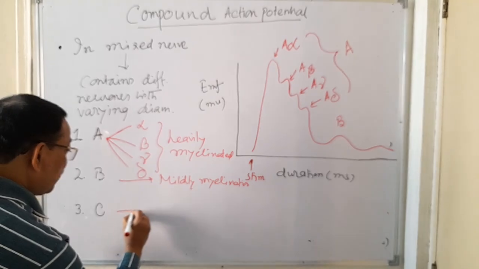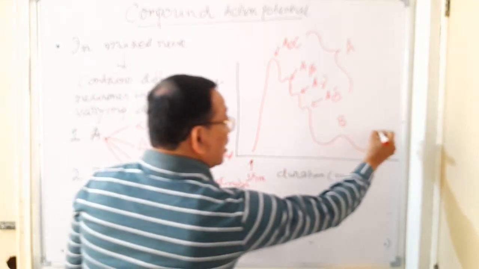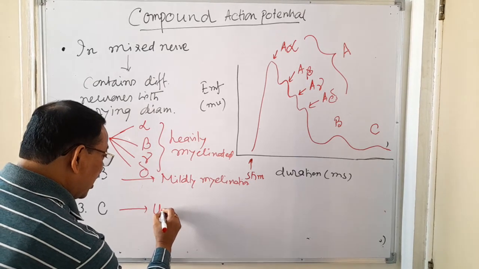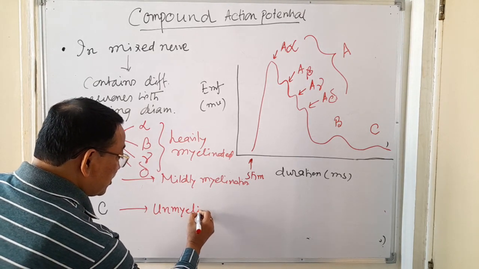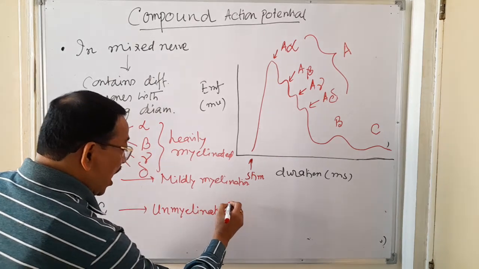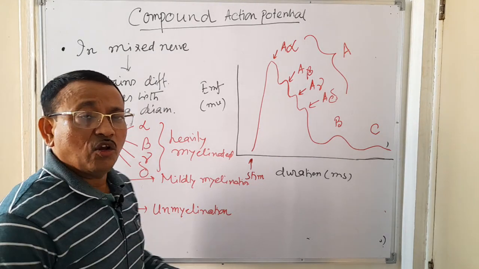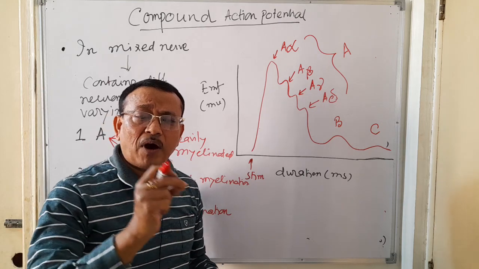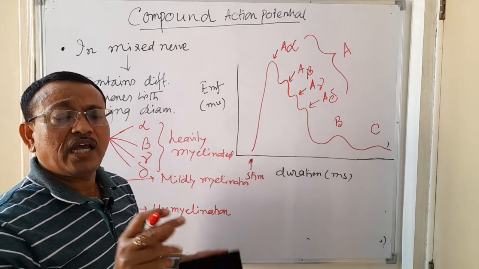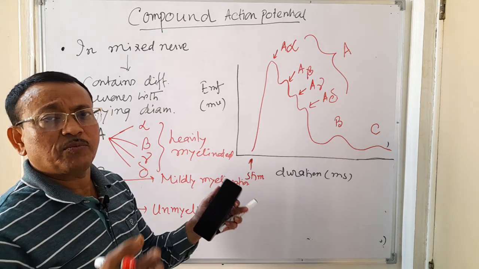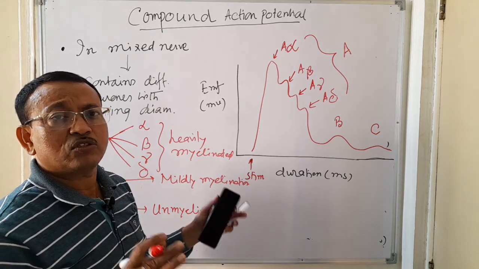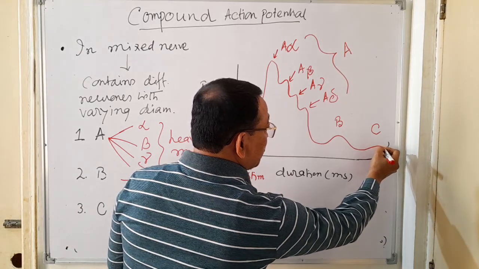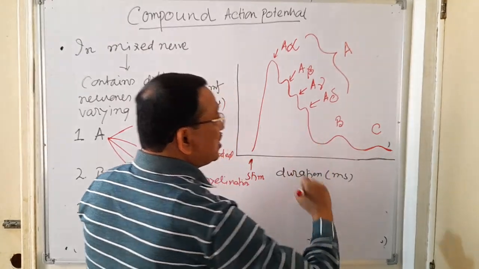And lastly, this is the action potential curve for the C category of fibers, which are unmyelinated. As the neurons are unmyelinated, there are no nodes of Ranvier. So the action potential has to pass through each and every part of the neuronal membrane, and thereby it is slow. The passage of the impulse will be slow, so it will appear very late, and this type of action potential is because of the C category of fibers.